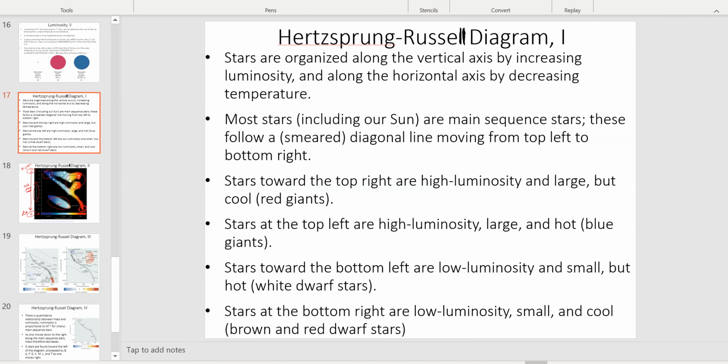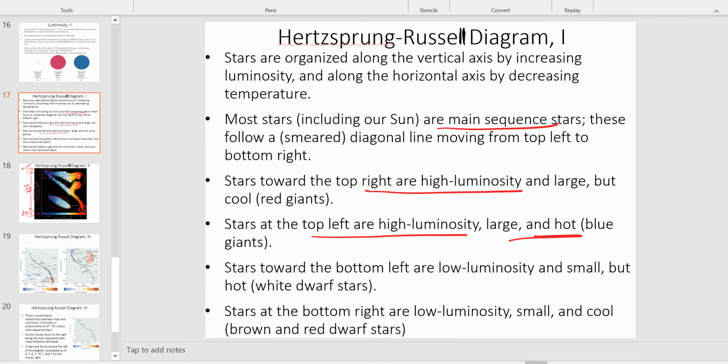You should know the basic components of the HR diagram, which are what I just mentioned. So you should know the main sequence stars. You should know the top right stars are the red giants. You should know the top left stars are the high luminosity, large, hot blue giants.